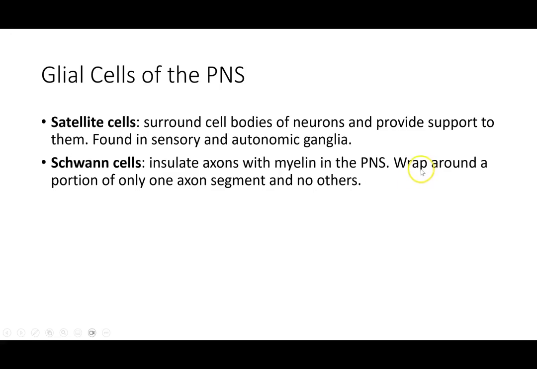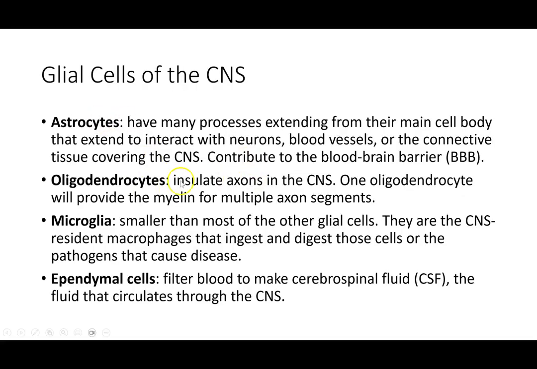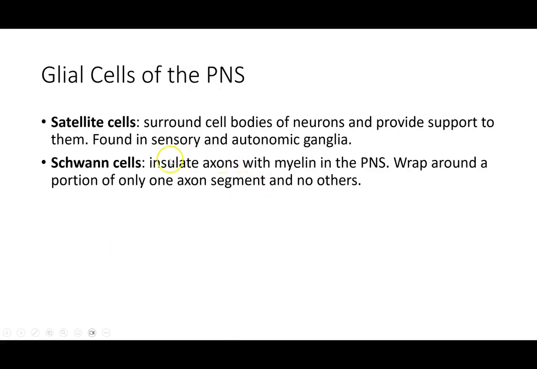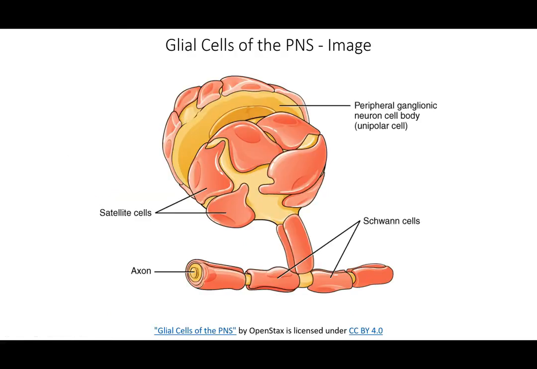Usually these are only going to wrap around a portion of one axon segment and no others. So this is a little bit different than those oligodendrocytes that are found in the central nervous system, making that myelin, and they're connected to those multiple axon segments. The Schwann cells, they're still making that myelin, but they're only focused on that one portion of an axon.